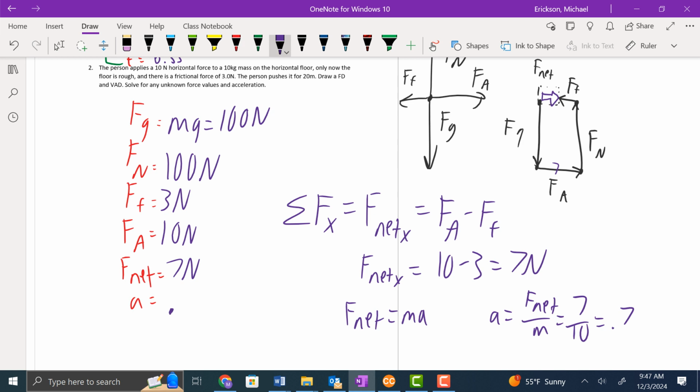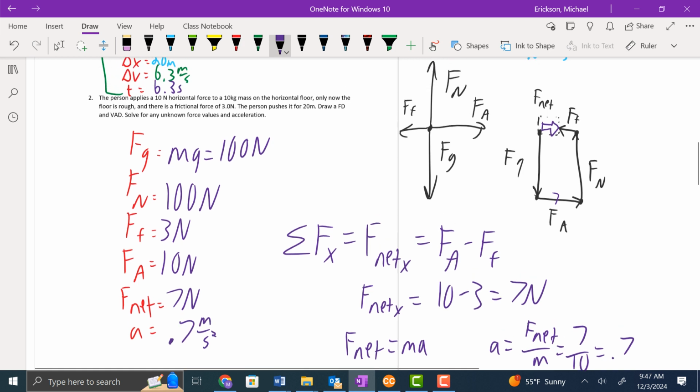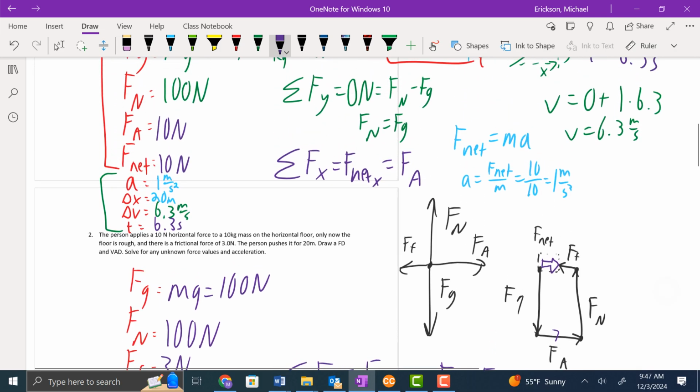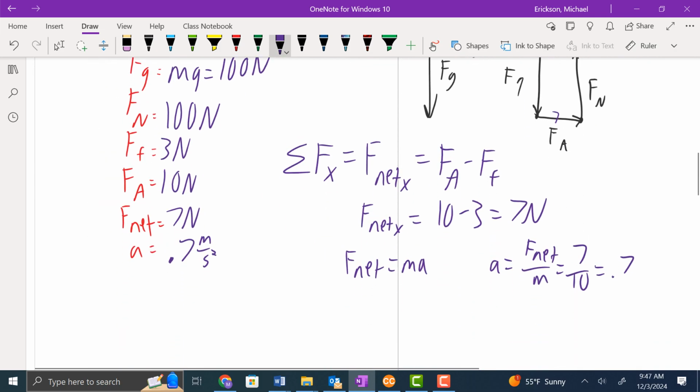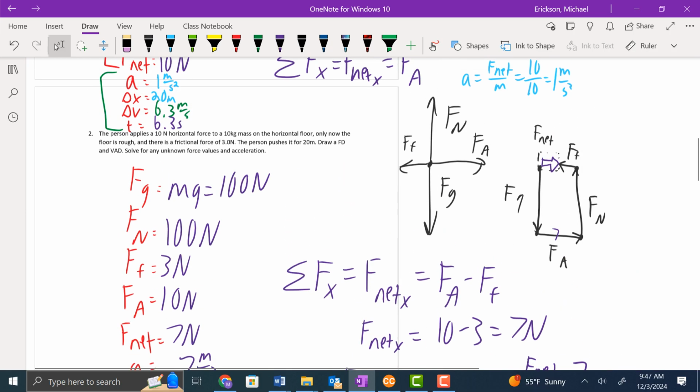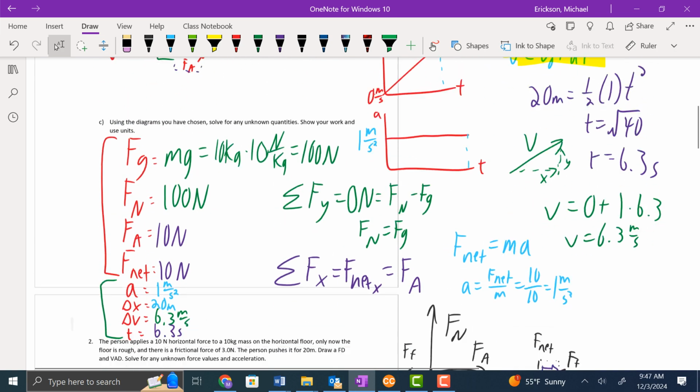Alright, now this is a good time to ask ourselves, does this answer make sense? Last time, I had no friction. I ended up getting an acceleration of 1 meter per second squared. Is that the same here? I think it will be the same. So 0.7, or sorry, it's not the same. It's less than what it was, and that's expected because friction is working against the object now. So this makes sense. Hopefully, problem 1 makes sense as well.